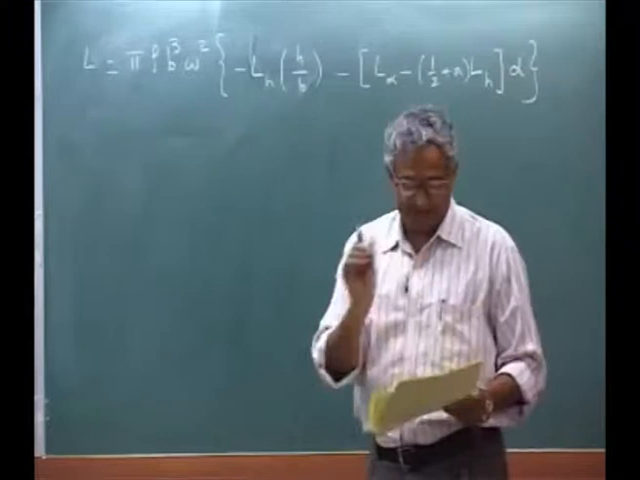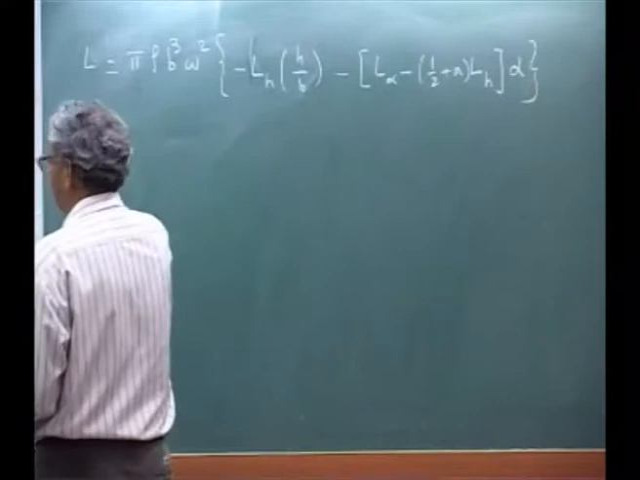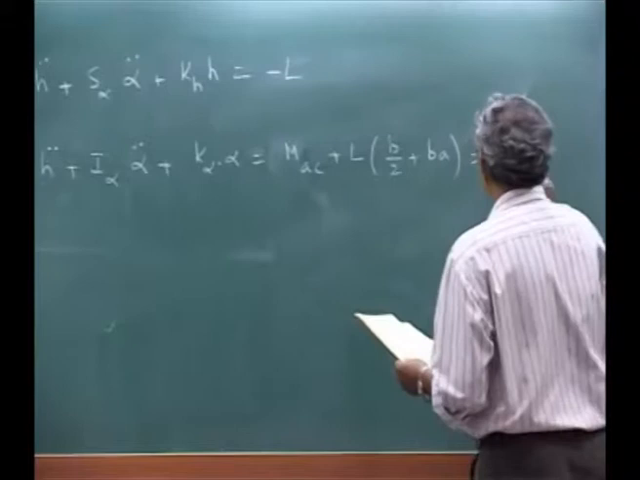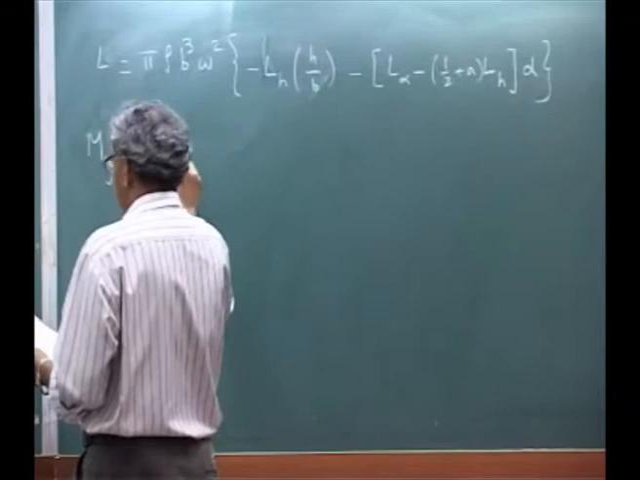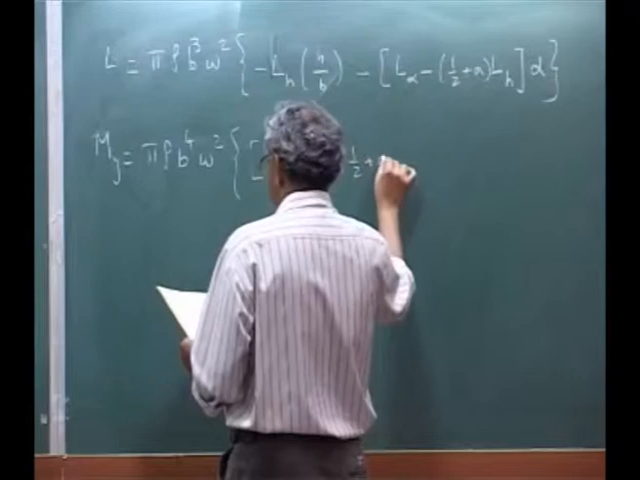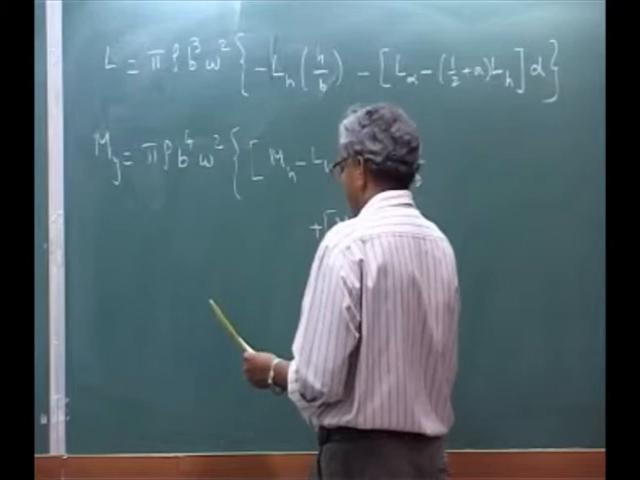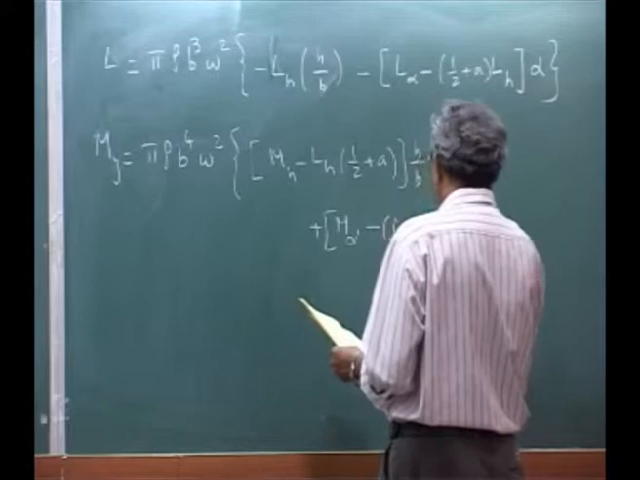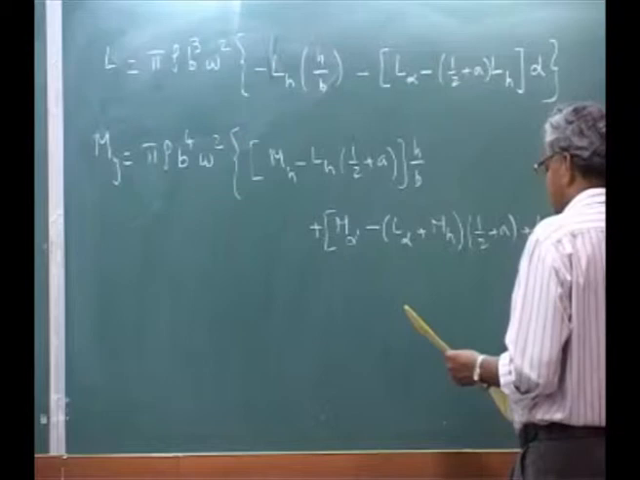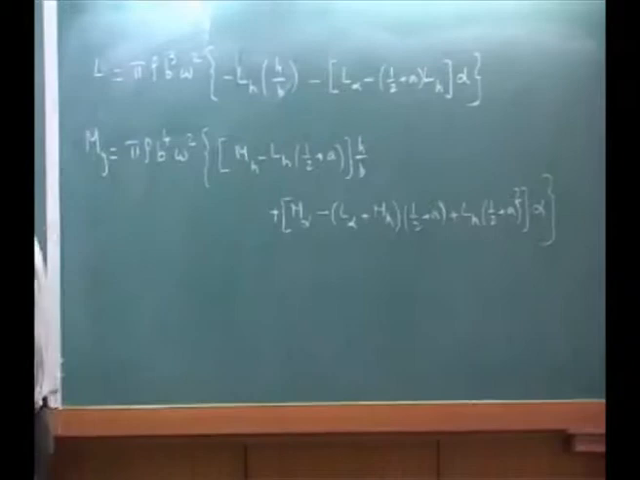Okay, similarly my aerodynamic moment was written as, this entire term I am writing it as my. Okay, so my was given as pi rho b4 omega square, M_h minus L_h half plus a, h over b, then plus M alpha minus L alpha plus M_h half plus a plus L_h half plus a whole square alpha, bracket close. Okay, this is my, because this is the reason I just convert h over b, alpha, h over b, alpha.